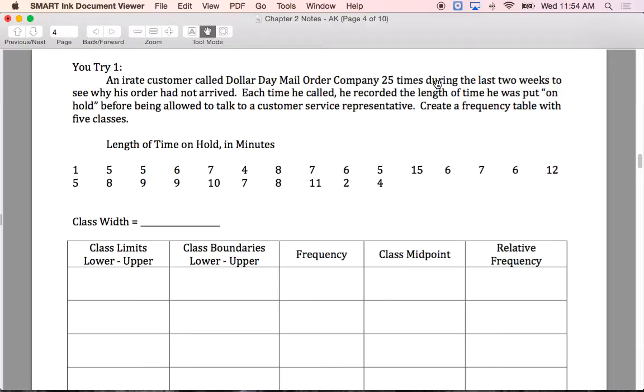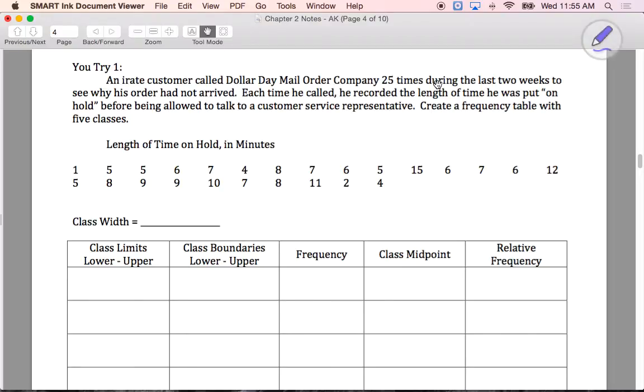Here we have an irate customer called Dollar Day Mail Order Company 25 times during the last 2 weeks to see why his order had not arrived. Each time he called, he recorded the length of time he was put on hold before being allowed to talk to a customer service representative. Create a frequency table with 5 classes. So here's all of our numbers. Remember, you find the biggest number, smallest number.